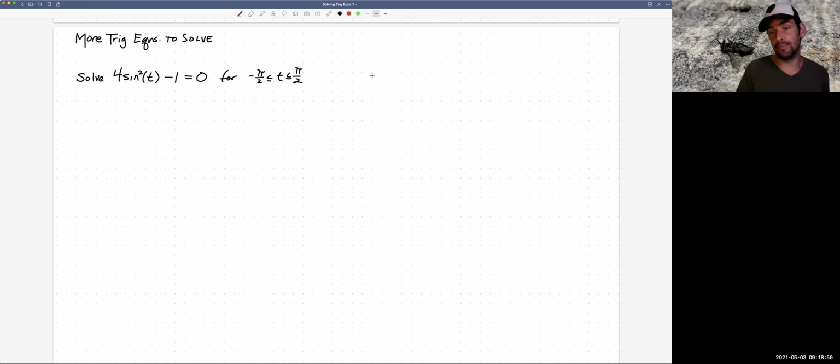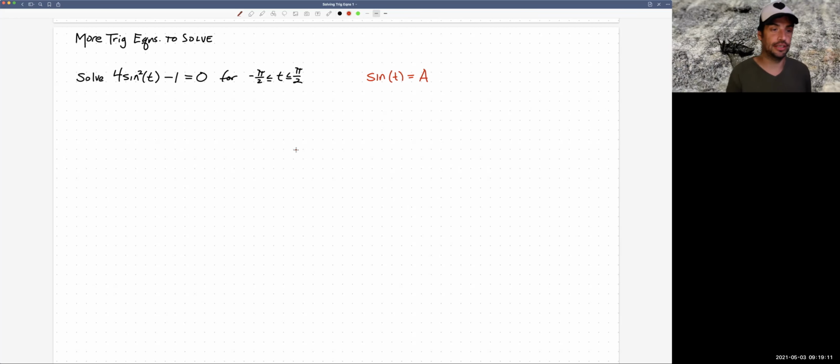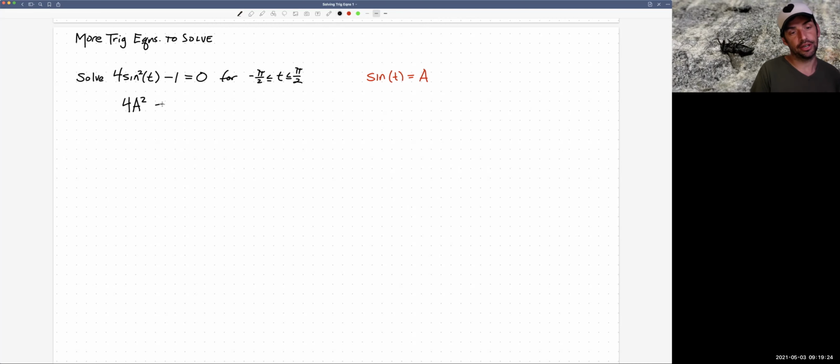So with that in mind, it might make sense to use a little notational trick, just simplify this set of symbols. Sine of t, instead of all those little squiggly marks, make a simple set of three straight lines to represent it. So I'm letting that symbol a represent sine of t, just for the moment while I solve this. Then I can rewrite this equation as 4a squared minus 1 equals 0.